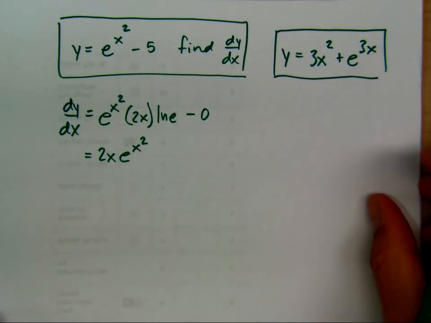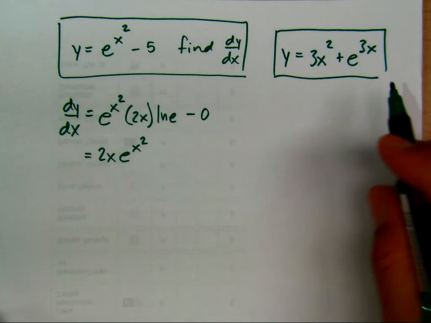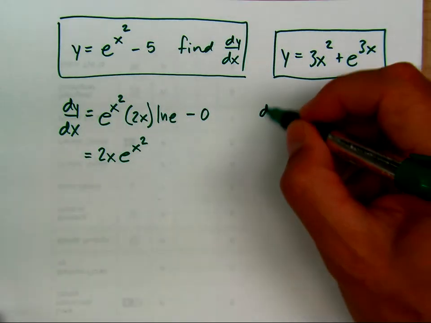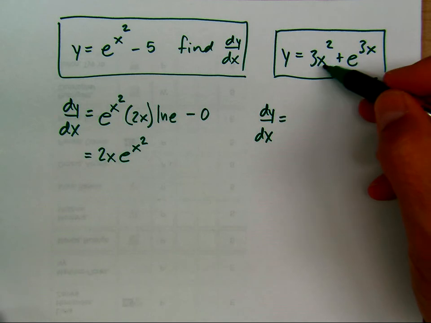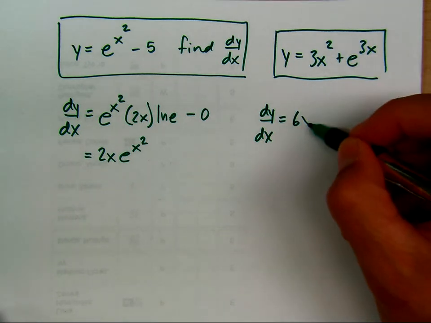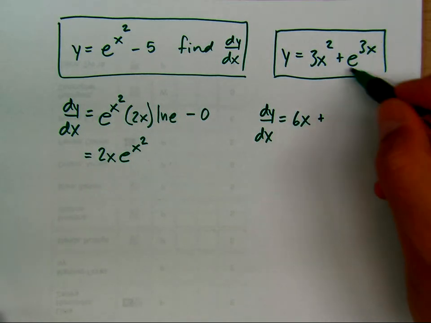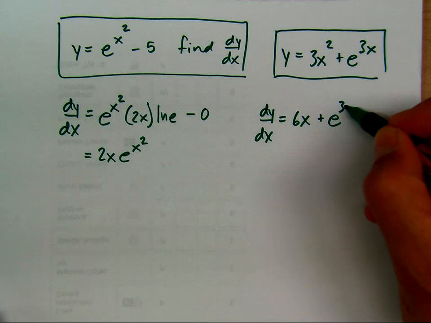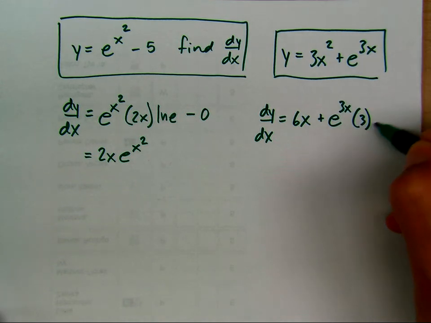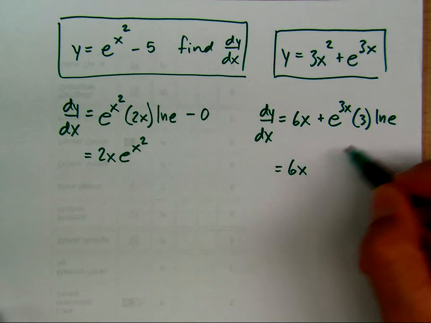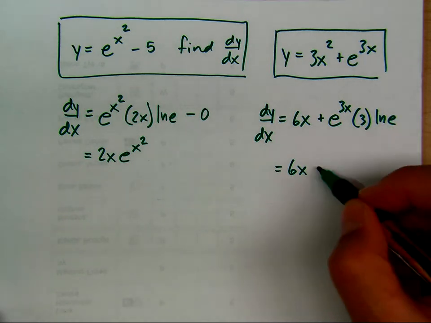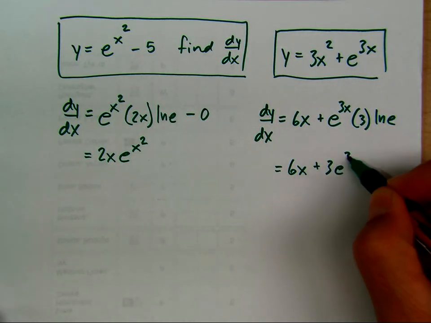Alright, pause the video, find the derivative of that. So we use the power rule, that's 6x. And an exponential, copy it. Do the chain rule, ln of the base. So that's 1, and we just have 3e to the 3x.